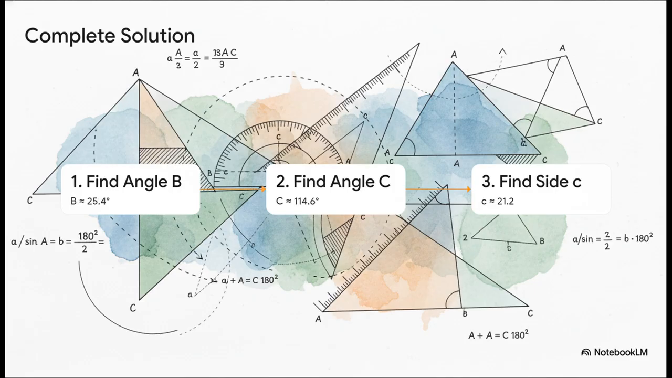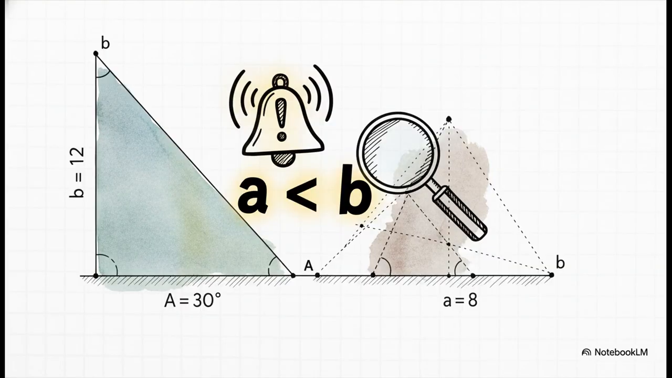We used the law of sines to find angle B, which comes out to about 25.4 degrees. Once you have 2 angles, finding the third one is easy, right? Just subtract from 180. Then one last run with the law of sines gets us our final side, C. Just one clean, tidy triangle. No ambiguity here.